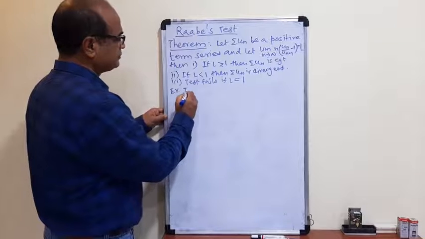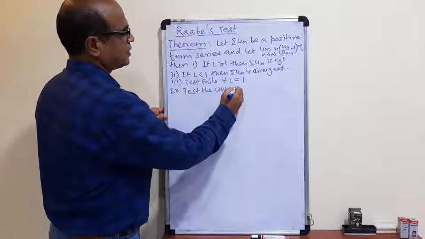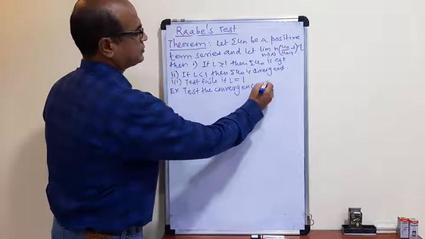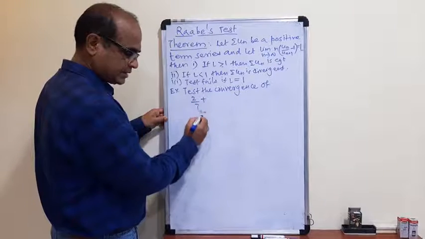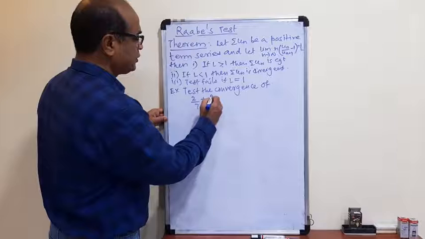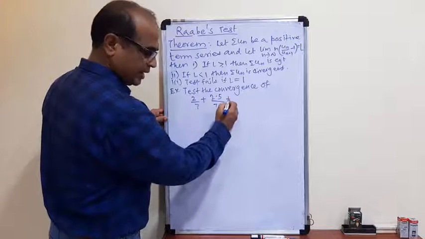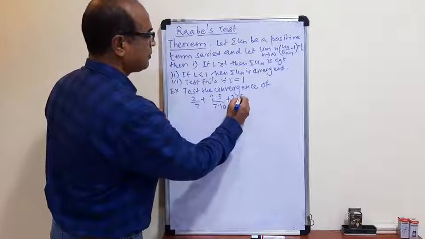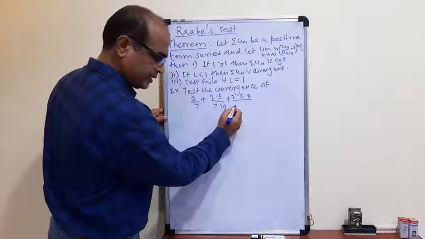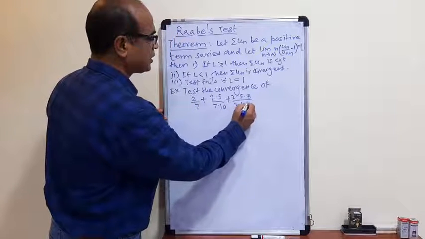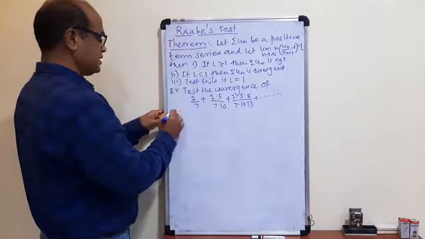Test the convergence of the series 2 upon 7 plus 2 into 5 divided by 7 into 10 plus 2 into 5 into 8 divided by 7 into 10 into 13 plus and so on. So this is a series here. So what is the solution?